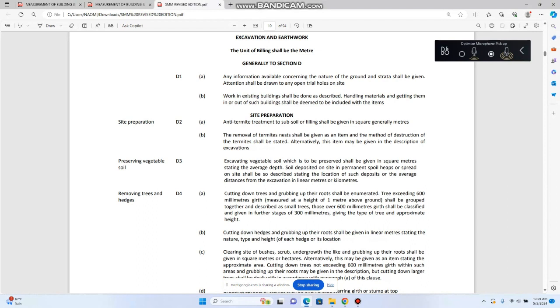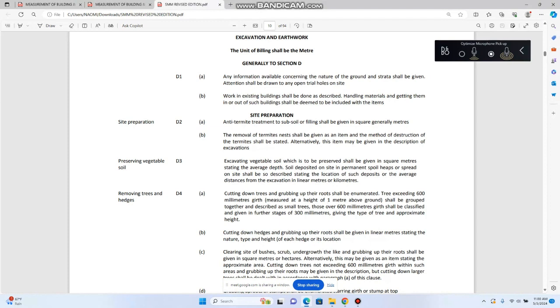So, when you are clearing the site and there are trees to be cut down and uprooted, we should classify the trees according to groups. The trees that have a girth of 600 millimeters and below should be counted separately from those with a girth of 600 to 900. They should be separated from those with 901 to 1200, because anything above 600 should be classified in stages of 300 as we continue.